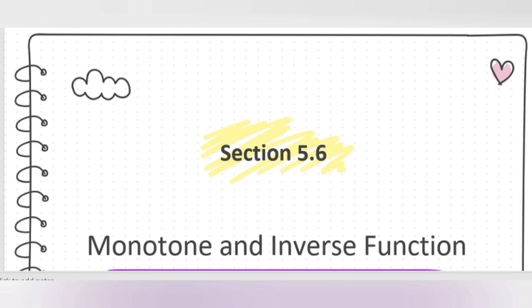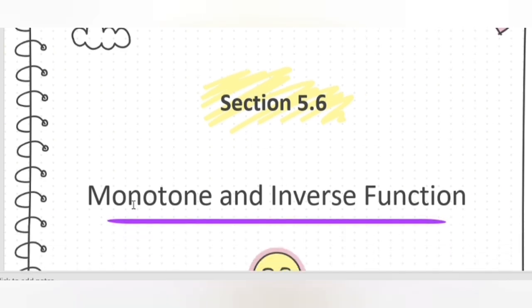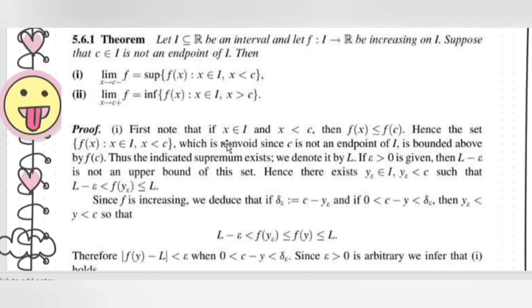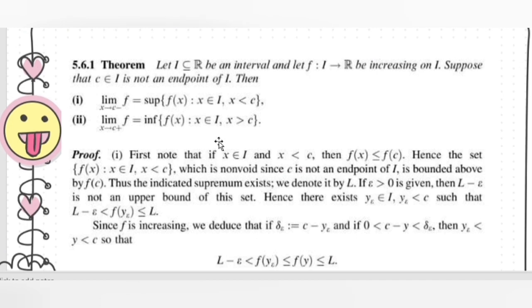Section 5.6, Monotone and Inverse Function. In Theorem 5.6.1, let I, a subset of the real numbers, be an interval, and let f: I → ℝ be increasing on I. Suppose that c, an element of I, is not an endpoint of I.